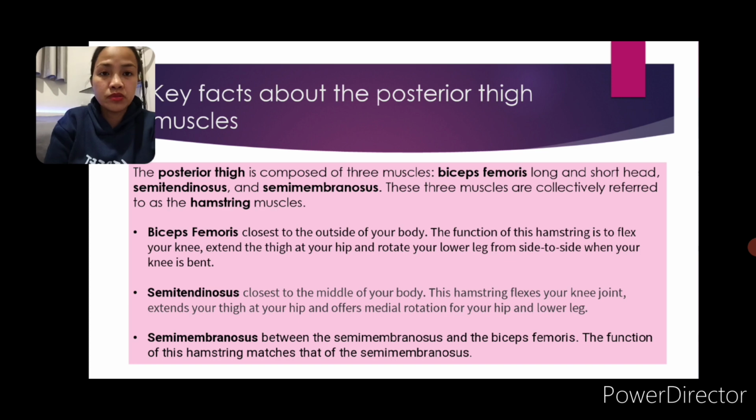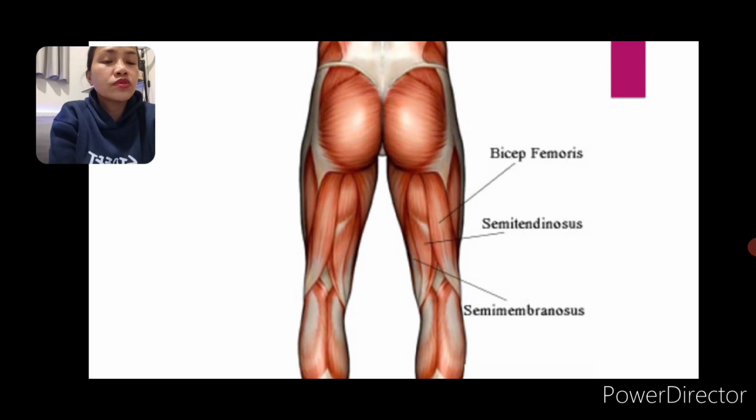Now let's talk about the posterior thigh muscles. It is composed of 3 muscles: the biceps femoris, semitendinosus, and semimembranosus. So these are these muscles. You can see this is the biceps femoris, semitendinosus, and semimembranosus. Biceps femoris means two heads, and femoris is because it's attached to the femur bone.